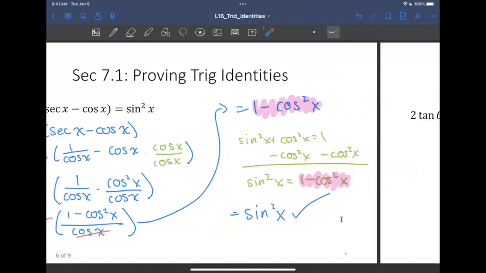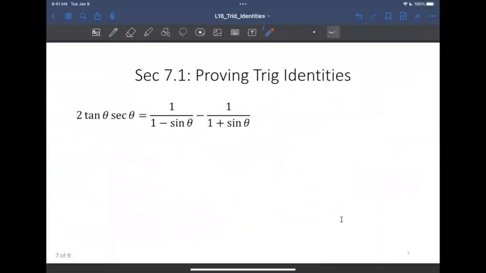Okay, let's do another example. So here we have 2 tan theta secant of theta equals 1 over 1 minus sine theta minus 1 over 1 plus sine theta. So just like before, my first step is to pick the more complicated side. And in this case, it's going to be this side. Okay, so I'm going to simplify the right-hand side. So 1 over 1 minus sine theta minus 1 over 1 plus sine theta.